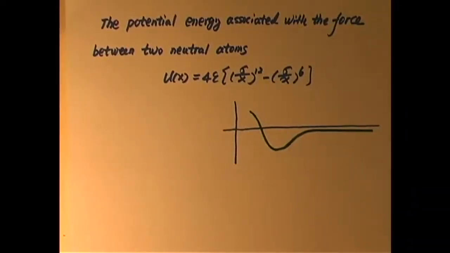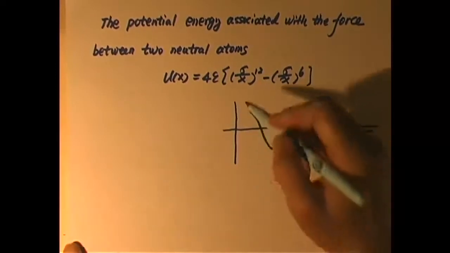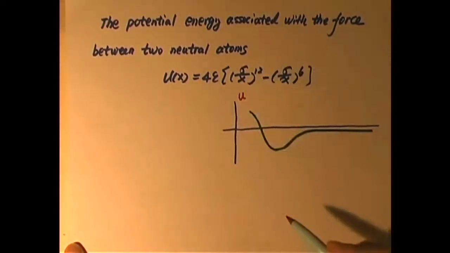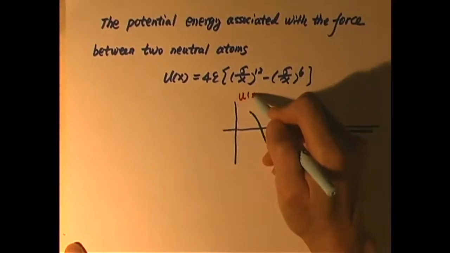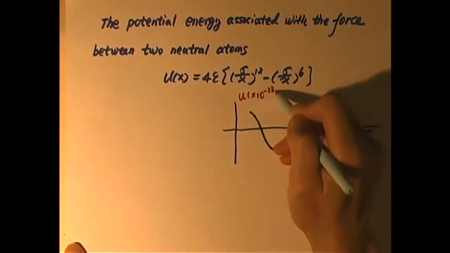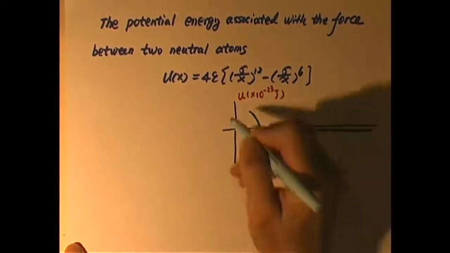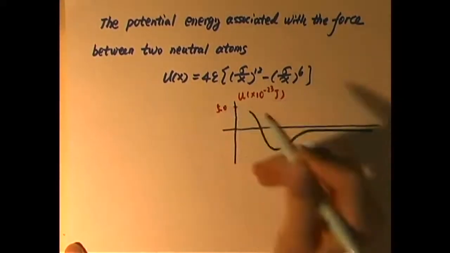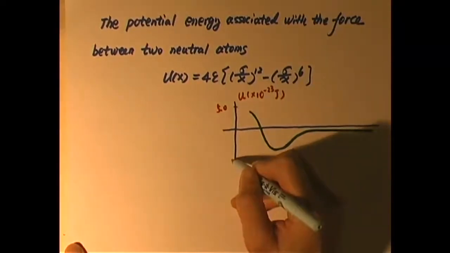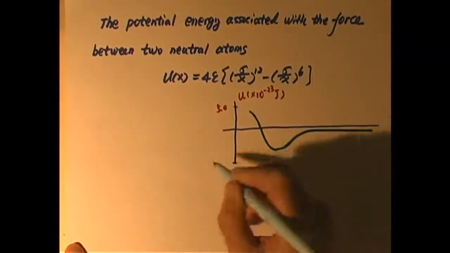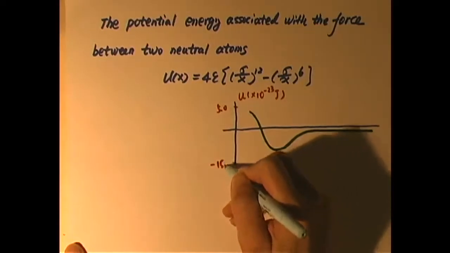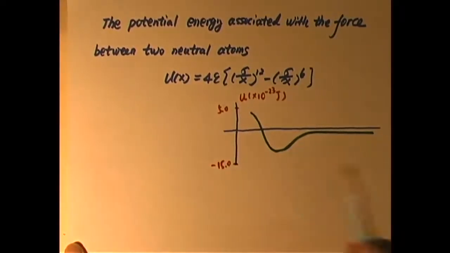We just talked about the potential energy associated with conservative force. Let's look at this case. This is the potential energy associated with the force between two neutral atoms. The potential energy here varies in a unit, which is very small, times 10 to the negative 23 of joule. And roughly here is 5.0. It looks a little bit disproportional, and let's mark here negative 15.0. This is a very interesting curve.